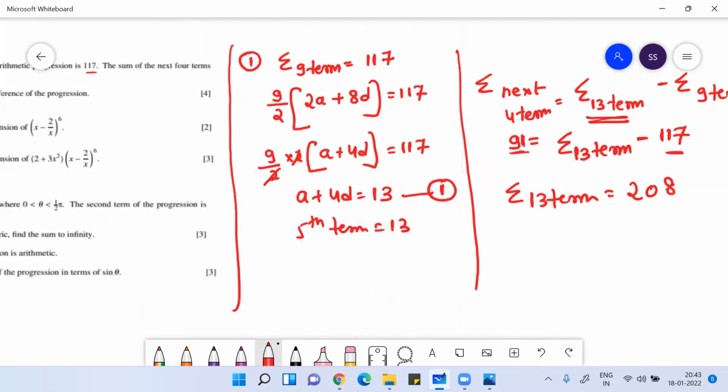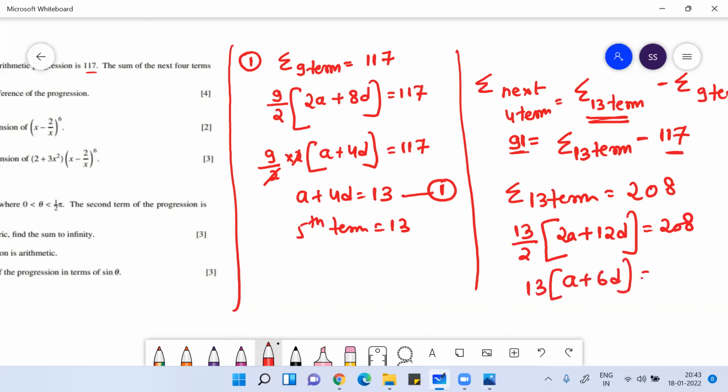So if the sum of the first 13 terms is 208, if you again apply the same formula, n by 2, that means 13 by 2 into 2a plus n minus 1, that is 13 minus 1, 12d, this is equal to 208. Again, if you take 2 common, you'll get 13 into a plus 6d is equal to 208. So you can write a plus 6d is equal to 208 by 13, that is 16.